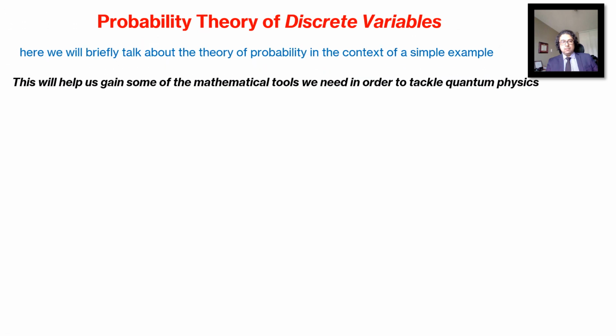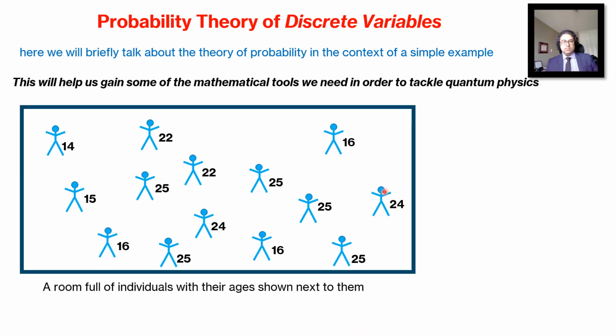Once you get familiar with the terms of probability theory, then you should start developing the tools that you need in order to approach quantum mechanics. So here's the simple example that I'm going to walk you through. Let's say I have a room here which is full of individuals, and each individual has a number assigned to him or her. This number actually gives the age of the individual.